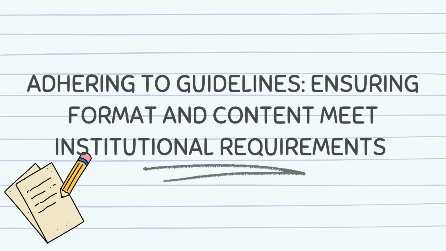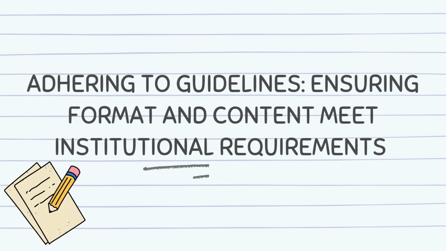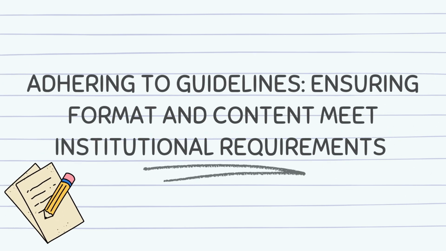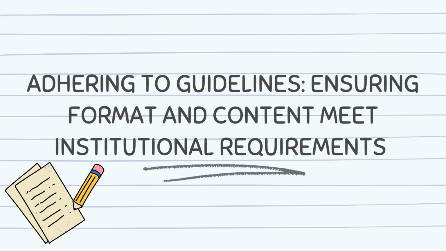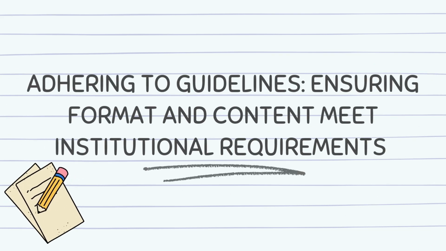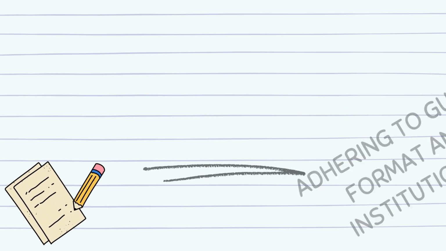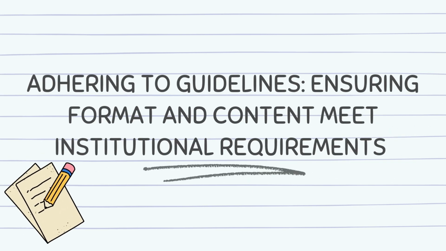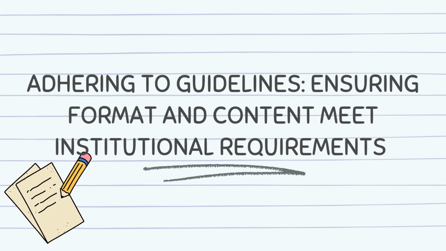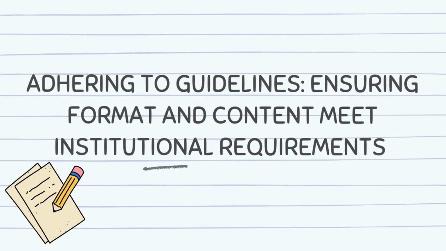B. Citation and referencing format. Different institutions follow specific citation styles, such as APA, American Psychological Association, common in social sciences, education, and psychology. MLA, Modern Language Association, used in literature, arts, and humanities. Chicago/Turabian, preferred in history and business studies. Harvard referencing, used in various disciplines, especially law and business.